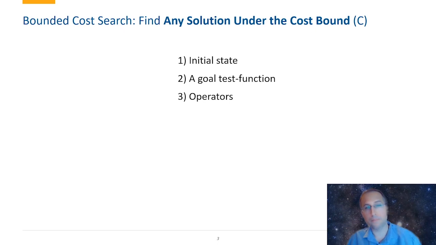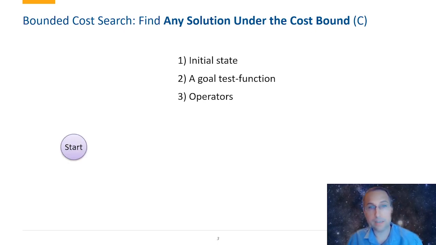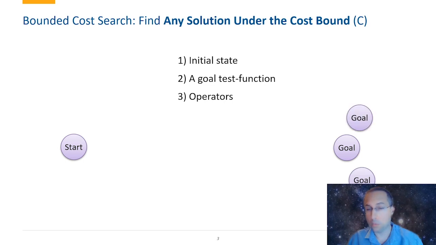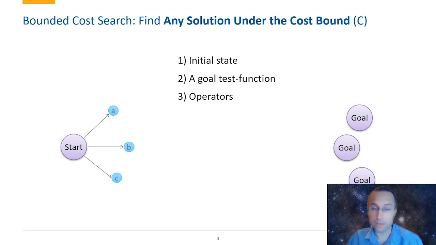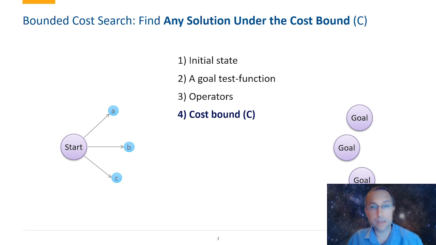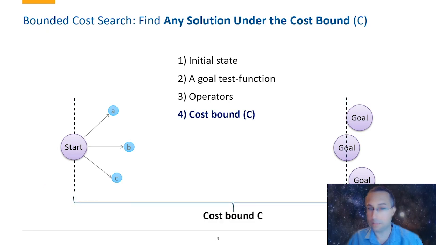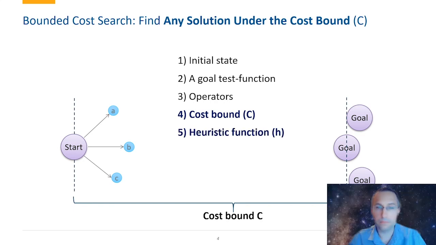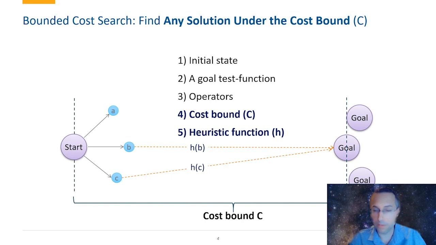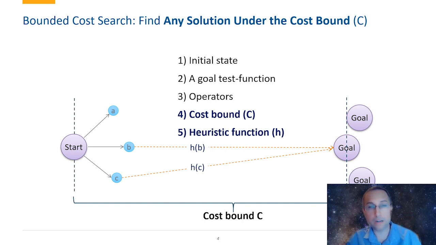A bounded cost search problem is just like any other search problem. It has an initial state, a goal test function that defines which states are goals, and a set of operators. However, it also has a cost-bound parameter C, and the meaning is that we are willing to accept any solution whose cost is equal to C or less, while any solution to the problem whose cost is larger than C is totally irrelevant to us and we don't want to consider it. In addition, we will assume that we have a given heuristic function, which estimates the cost of getting from a state to the closest goal. And now the question is, how do we create a heuristic search algorithm that solves efficiently the bounded cost search problem?